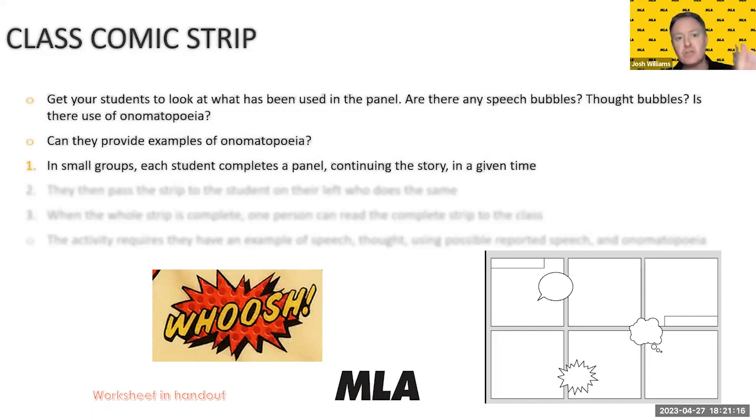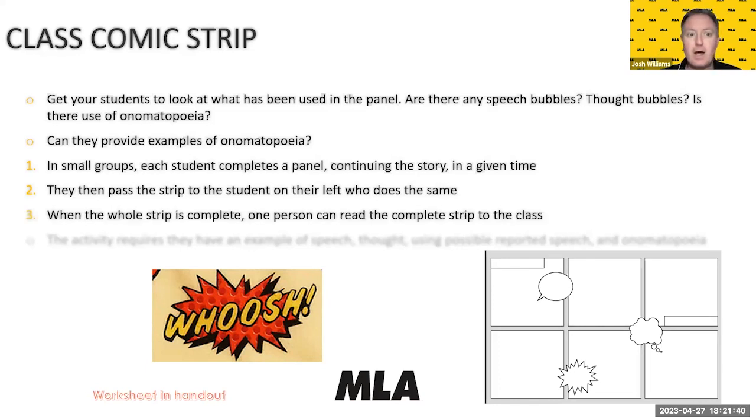Each student completes a panel continuing the story. So what I'm saying is that the top left one student does, then the right one, and then you can put them all together. They pass the strip to the student on their left who does the same. So you can do different ones. Each person can start on one, and then they pass it to their left, and they have to complete two. When the whole strip is complete, one person can read the complete strip to the class. This is a good way of collaboration, making them pay attention to what they're reading, and that influences their writing.